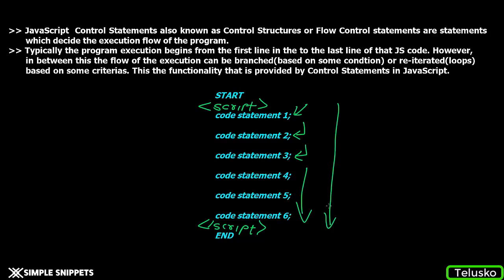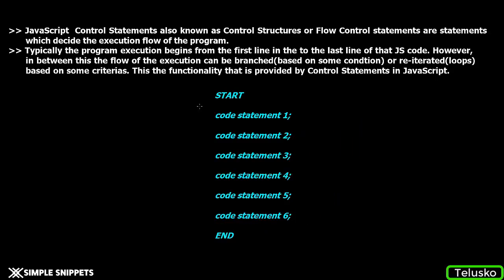However, in real world scenarios, this entire flow is not as simple as in this case. It is not going to be a linear way in which the code is going to flow in one direction. So this is where the control statements come into the picture, and they basically govern how the flow of the program is going to be and how the code statements are going to be executed one after another.